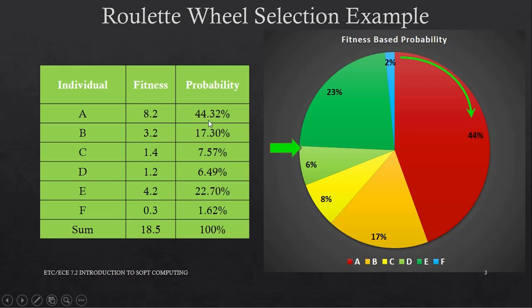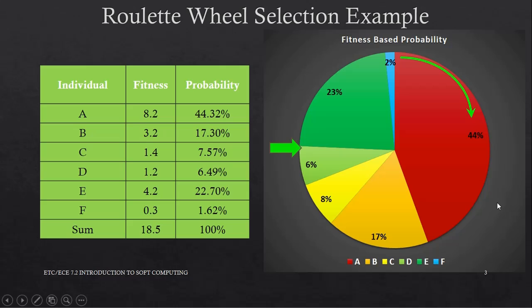8.2 is 44.32% of 18.5, 3.2 is 17.30% of 18.5, 1.4 is 7.57% of 18.5, 1.2 is 6.49% of 18.5, 4.2 is 22.70% of 18.5 and 0.3 is 1.62% of 18.5. The individual pockets then occupy that respective percentage of area on the roulette wheel. The wheel then looks like this.